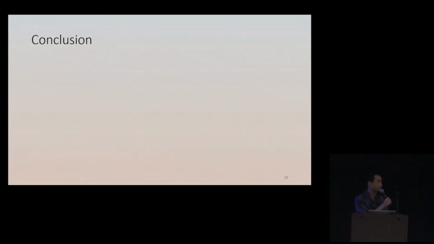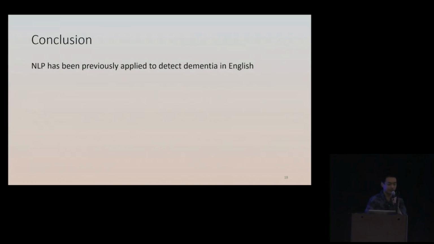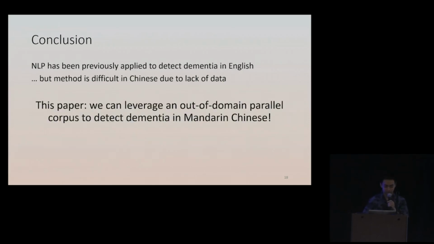Okay, so now let's go over what we did. NLP has previously been applied to detect dementia in English. However, this method is difficult to just apply to Mandarin Chinese due to lack of data. In this paper, we leverage an out-of-domain parallel corpus to detect dementia in Mandarin Chinese. And hopefully this can be generalized to other languages as well. Thank you for your time.